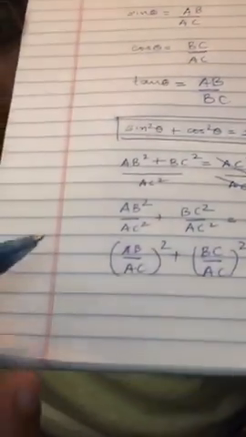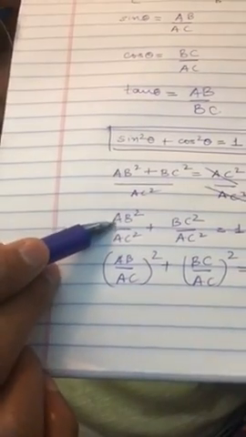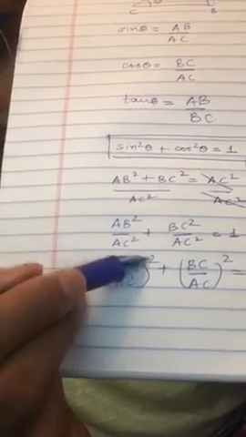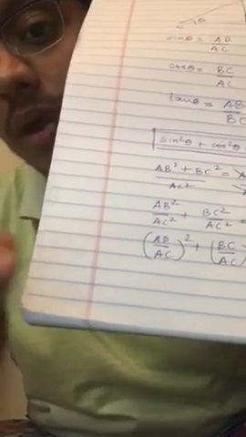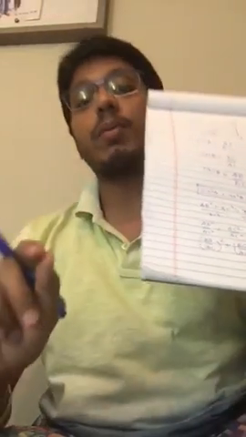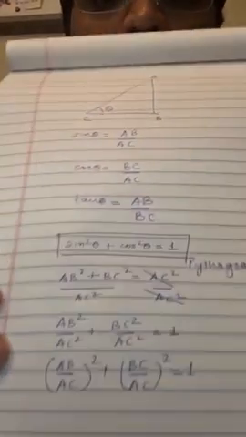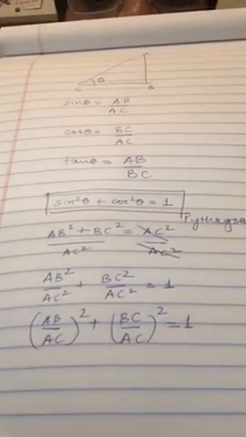I hope it makes sense. If you look at this, I didn't do anything much here. AB by AC, I just put as whole square. As we know from the very basics of algebra, x square by y square is equal to x upon y whole square. I hope this makes sense.